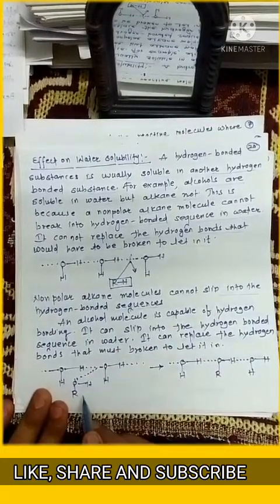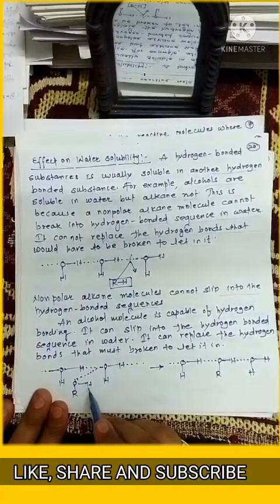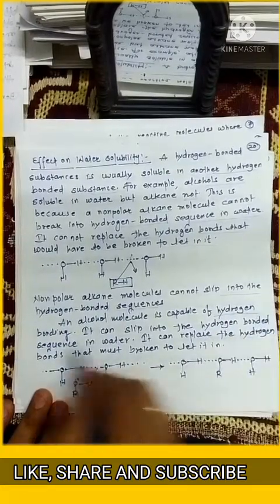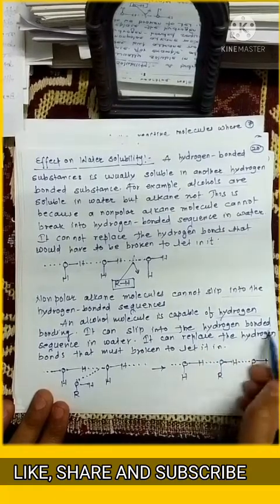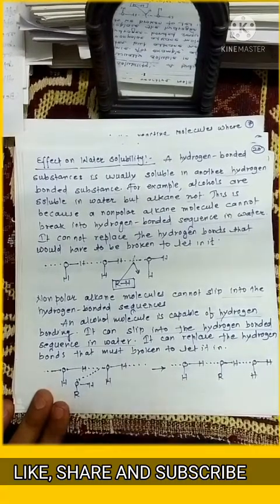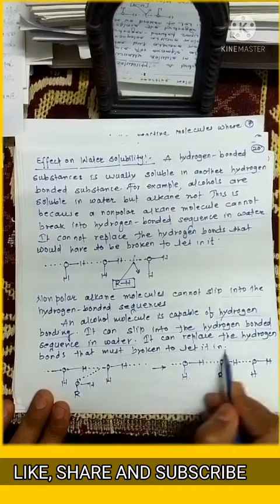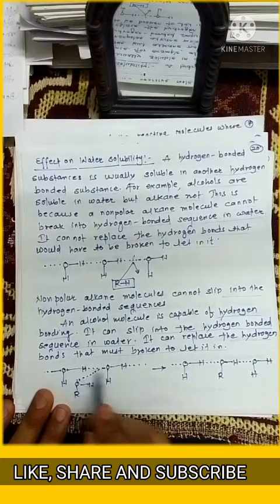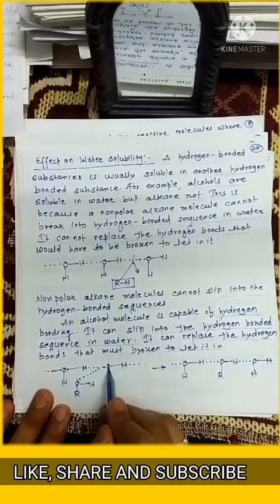Now just see the example of alcohol. What happens when we take alcohol in water? An alcohol molecule is capable of hydrogen bonding. It can slip into the hydrogen bonded sequence in water. It can replace the hydrogen bond that must be broken to let it in. Just see, this is the water molecule which already has hydrogen bond between this hydrogen and oxygen.